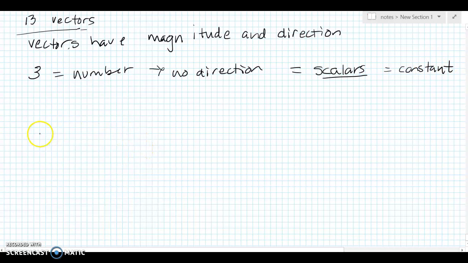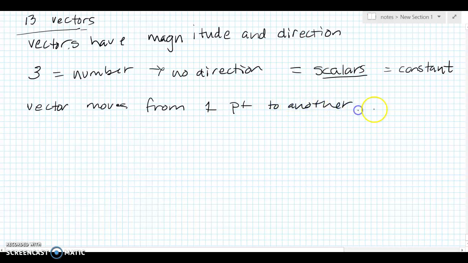Okay. A vector moves from one point to another. So here's a point. That's the starting point. That's called the tail, and it moves in that direction to the second point, which we call the head. So from P to Q. So we would write PQ. We start at P and go to Q and put an arrow. Or you'll see like a V with an arrow.